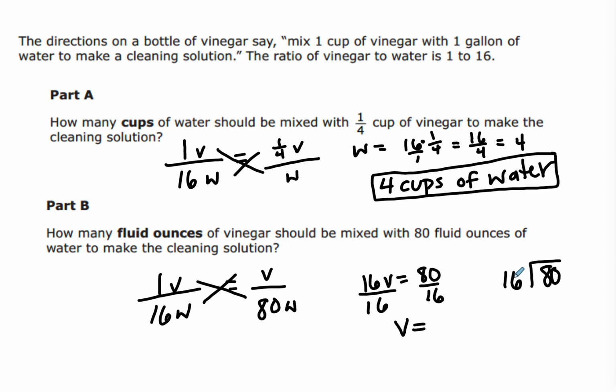Let's see, if it was 15, 15 times 6 is 90. So maybe 16 times 5, just as a place to start. Let's see. 6 times 5 is 30. 5 times 1 is 5 plus 3 is 8, so 80. Look at that, it goes in perfectly evenly. So vinegar is going to be 5 fluid ounces.